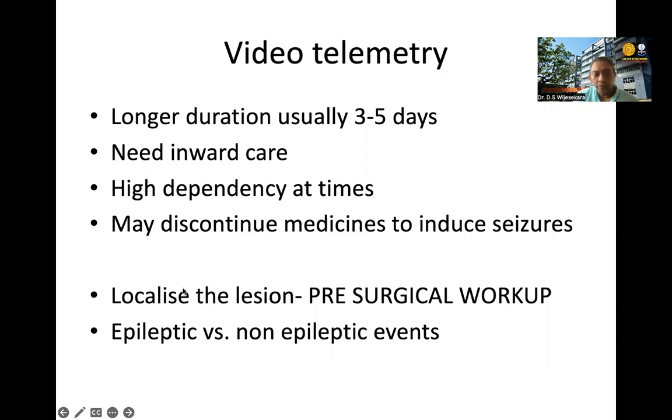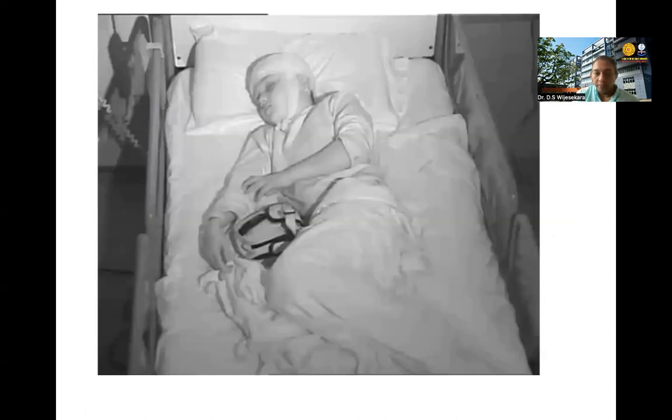These are used for localizing the lesion in pre-surgical workup for epilepsy, and also to demonstrate whether it's an epileptic or a non-epileptic event, where it is difficult to tell by video or the naked eye.